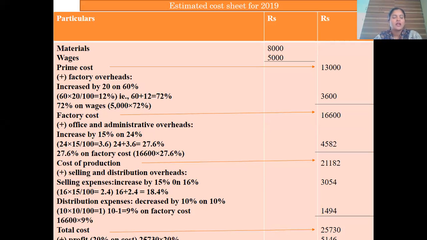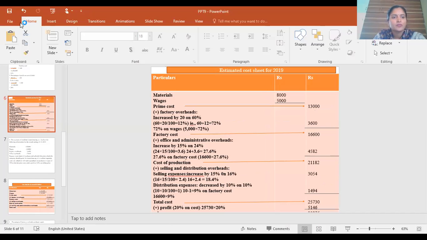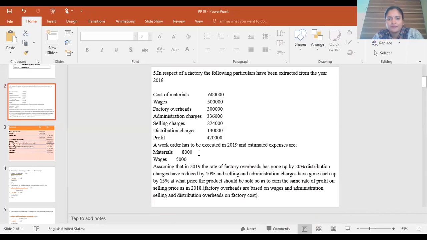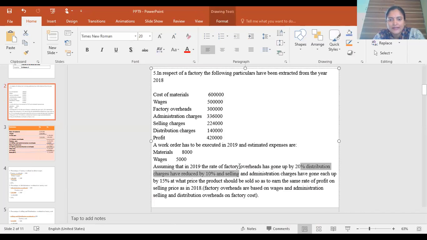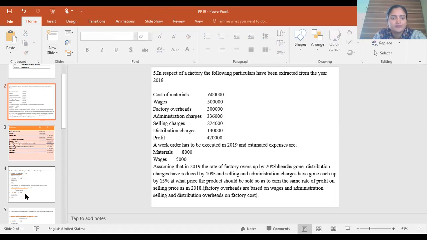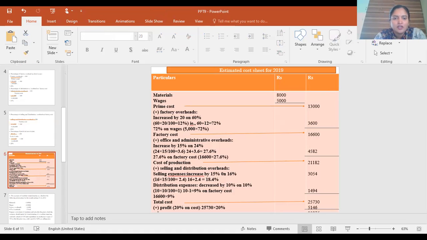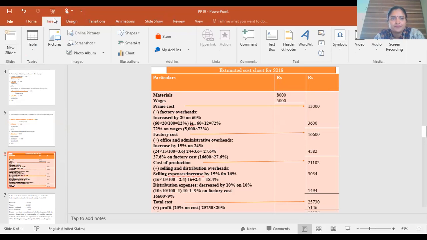Okay. Next, after that we are supposed to take the factory overheads. Say factory overheads have to be increased by 20%, he has given in the problem. Correct? Now we'll go back to the problem. See here, factory overheads have gone up by 20%. Correct? Have gone up by 20%. Okay. Now we have to take this. Now, see here, factory overheads increased by how much?